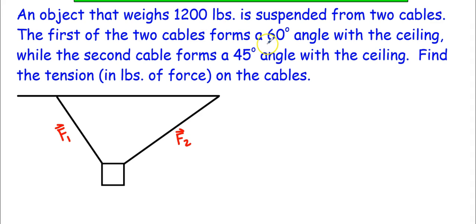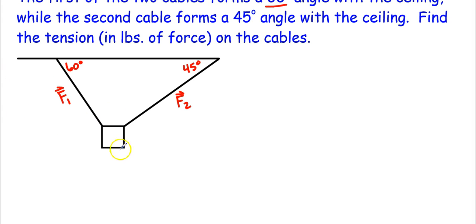And we know, again, with those cables, the first cable forms a 60-degree angle with the ceiling. The second cable forms a 45-degree angle with the ceiling. And the last thing that we know then is that the object weighs 1,200 pounds. And the way that we're going to display this is we're going to draw a vector here that I'll name F3. This is the force vector for the object. All right, and we know that gravity pulls down and applies a certain amount of force, and in this case it applies 1,200 pounds of force on this particular object.